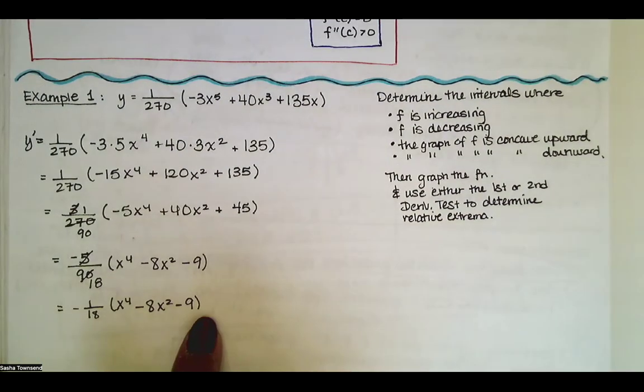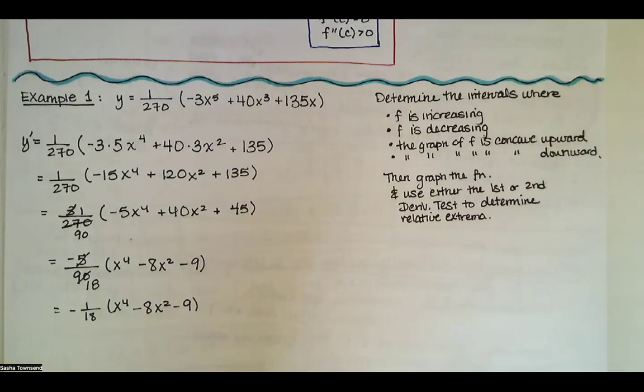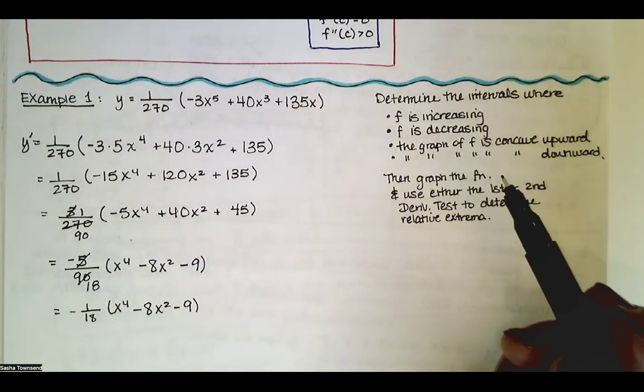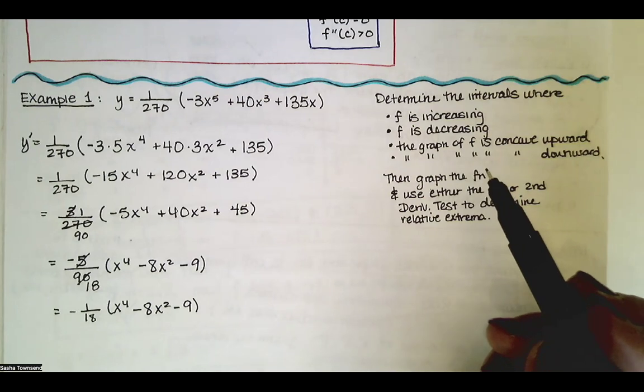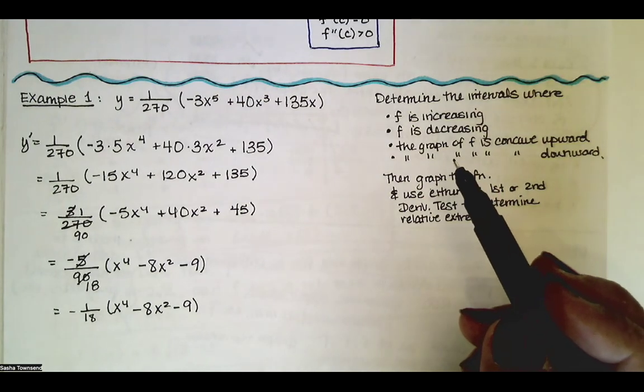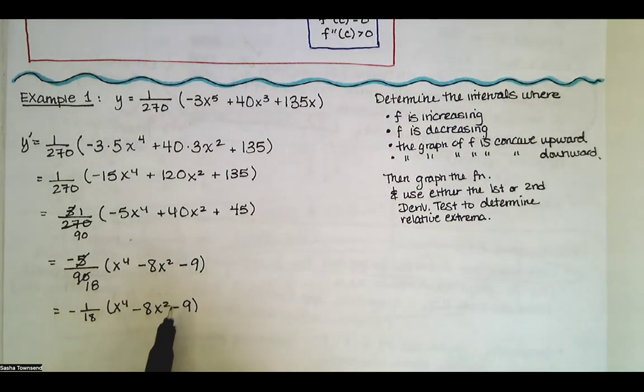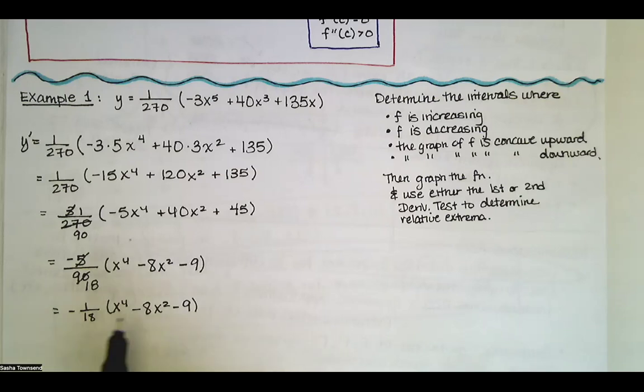And we want to factor that as much as possible in order to find the intervals where the function is increasing or decreasing. We want to find the critical values of this function, and finding the critical values involves finding those x values where the derivative is 0. So let's write that down.